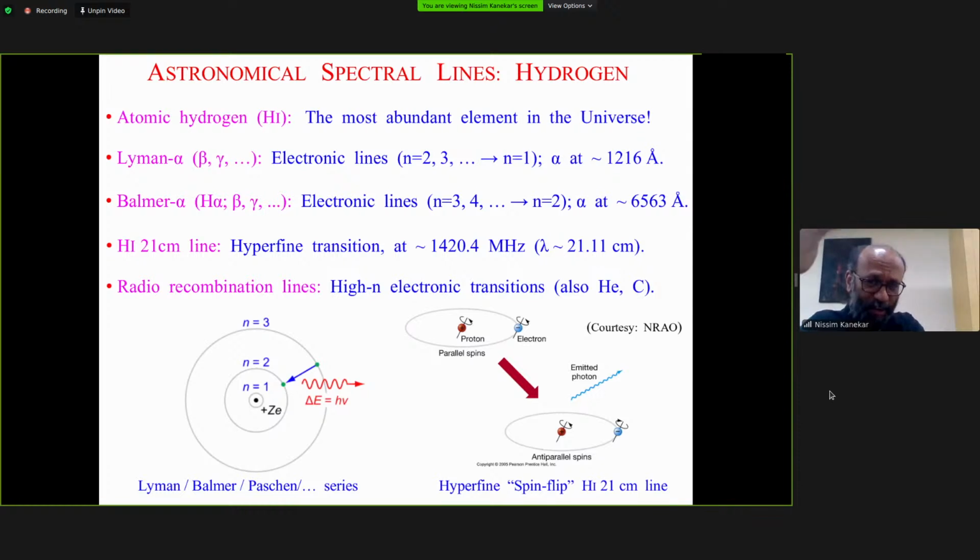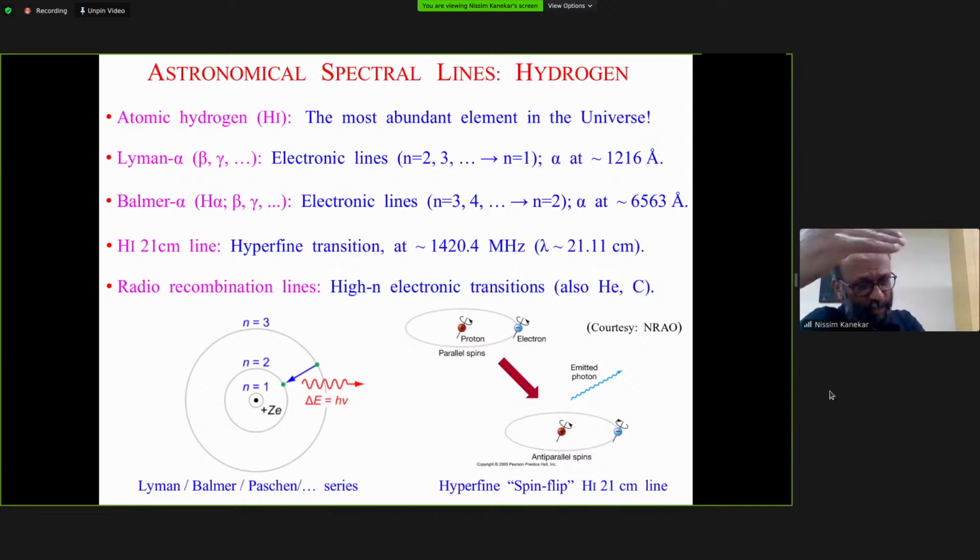And you can make a transition from this upper hyperfine state to the lower hyperfine state. And that produces a photon at a frequency of 1420.40575 megahertz, which corresponds to a wavelength of about 21 centimeters. And so this has been immortalized as the HI 21 centimeter line. And this will be the focus of my talk on Monday. This gives you a humongous amount of information about the physics of gas in the universe. And so that's an important line.